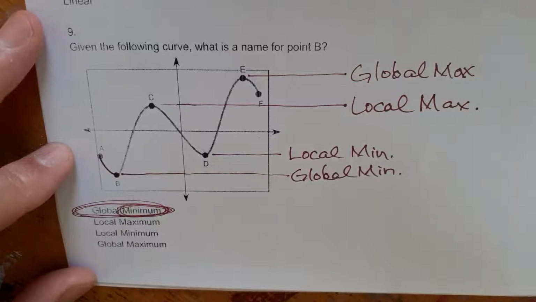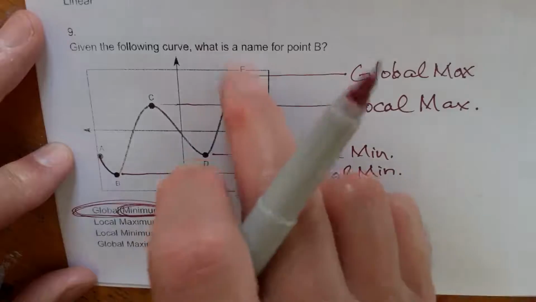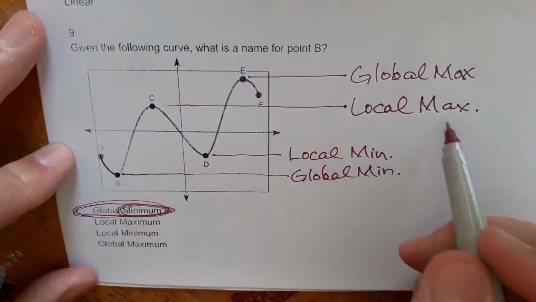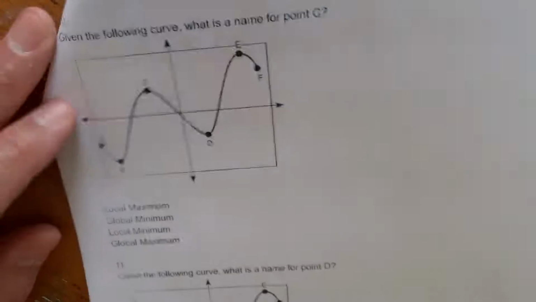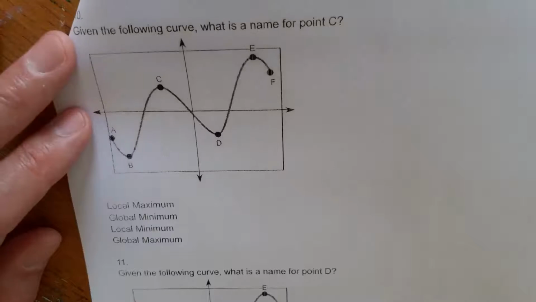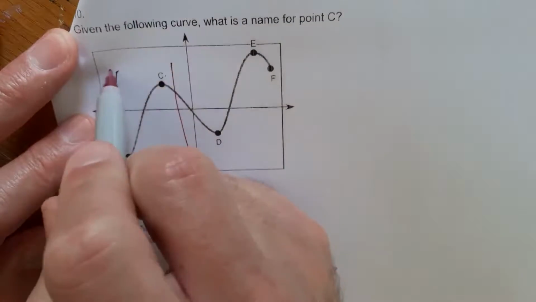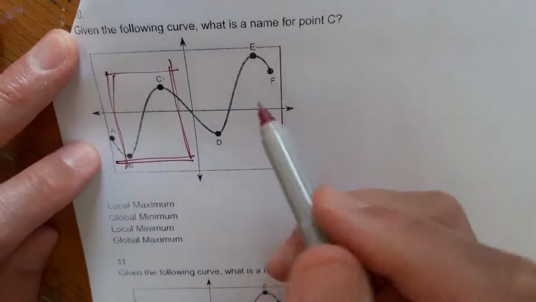Right? So let's keep going with this. I already explained all these. They're going to ask us, I think, C next. Let's see if the next one is what is C. And C, we said, is a local max. Given the following curve, what's the name of C? And local can be an interesting concept. It can be different for different views.